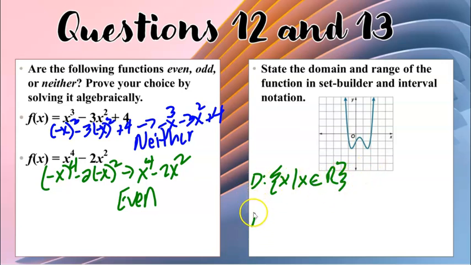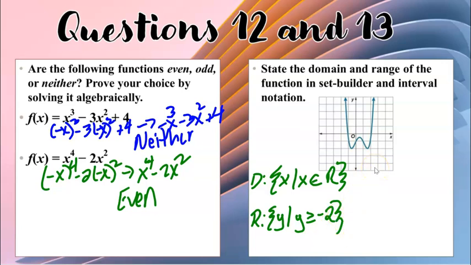And then the range in set builder notation, the lowest point is at negative 2. So I would start off the same way with my brace, but this time I would use y such that y is going to be greater than or equal to negative 2.